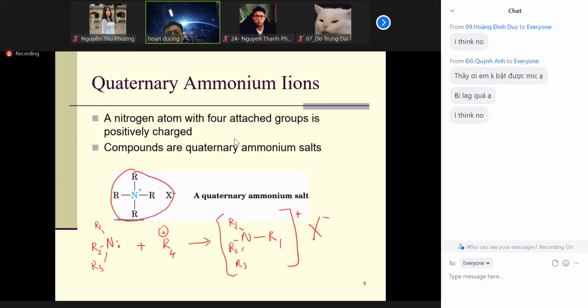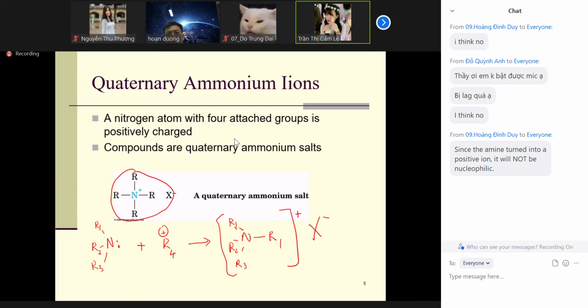Cẩm Lệ có ý kiến gì không? I think no, because... Why? Emma has one lone pair in nitrogen, so it's the basicity and nucleophilic. Okay, yeah, you're right.